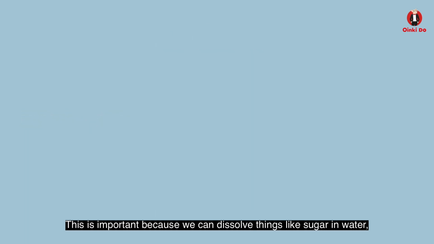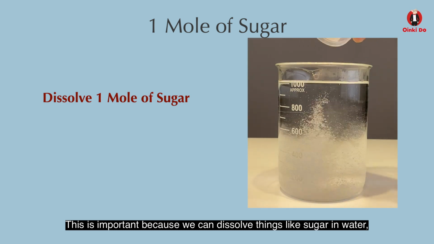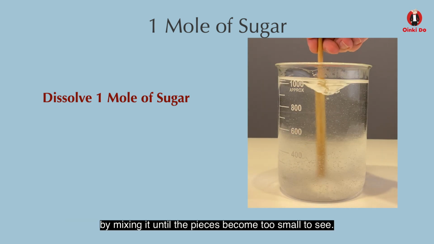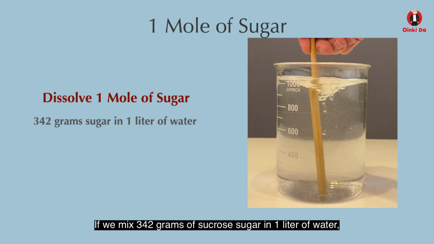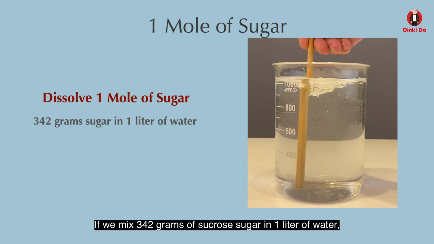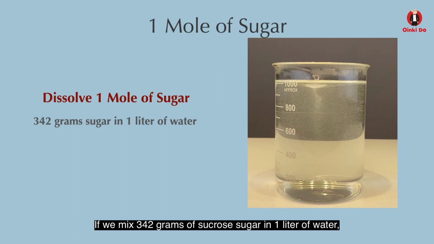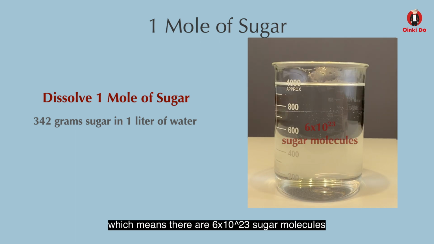This is important because we can dissolve things like sugar in water by mixing it until the pieces become too small to see. If we mix 342 grams of sucrose sugar in 1 liter of water, we will have 1 mole of sugar dissolved in the water, which means there are 6 times 10 to the 23 sugar molecules hidden in the water.